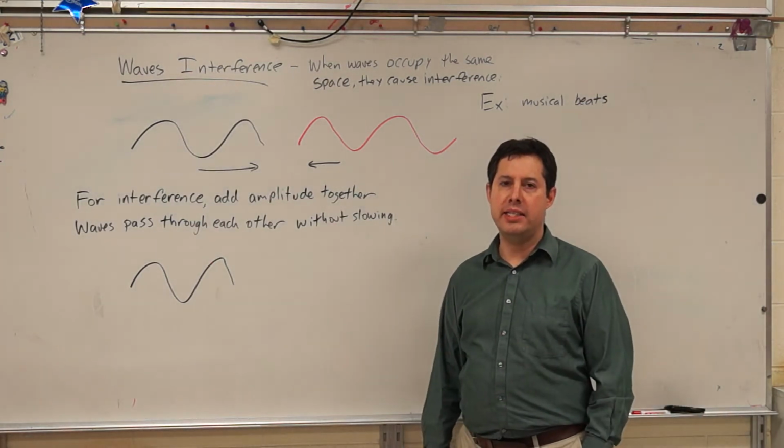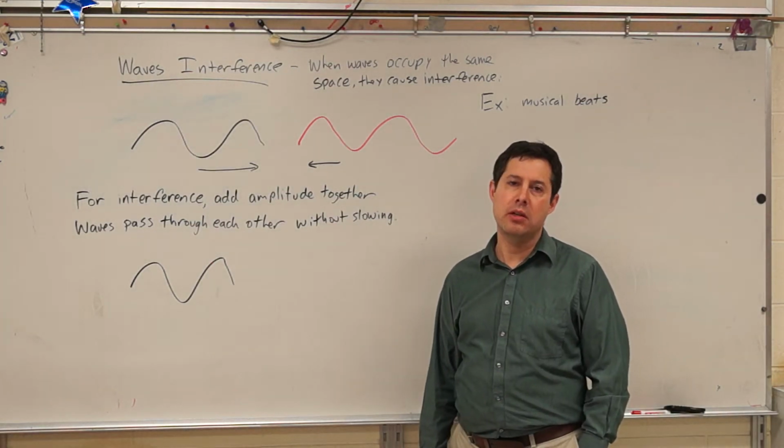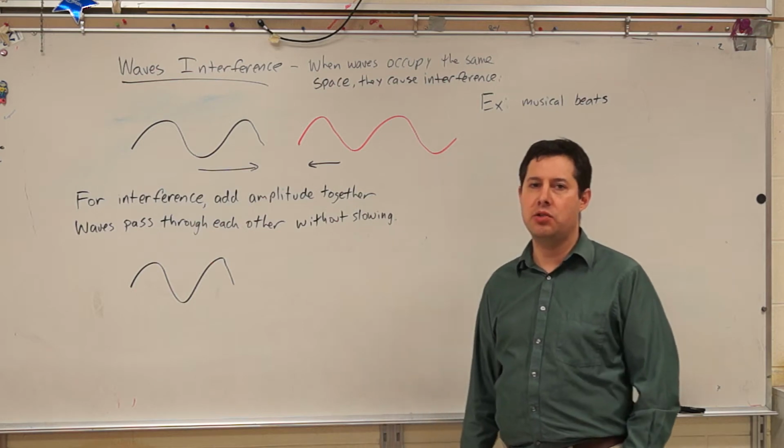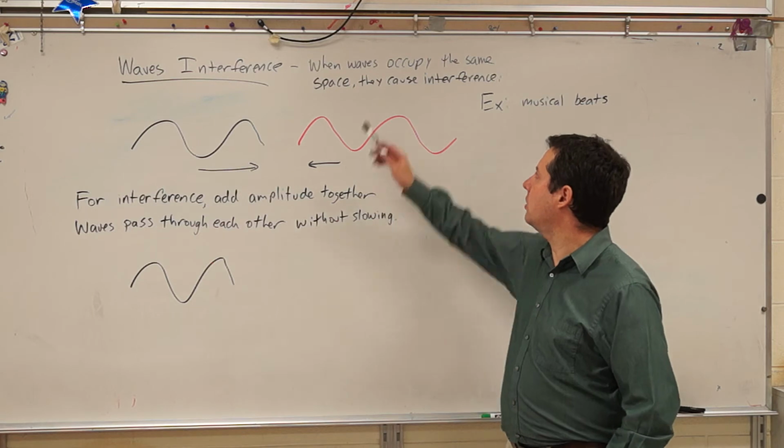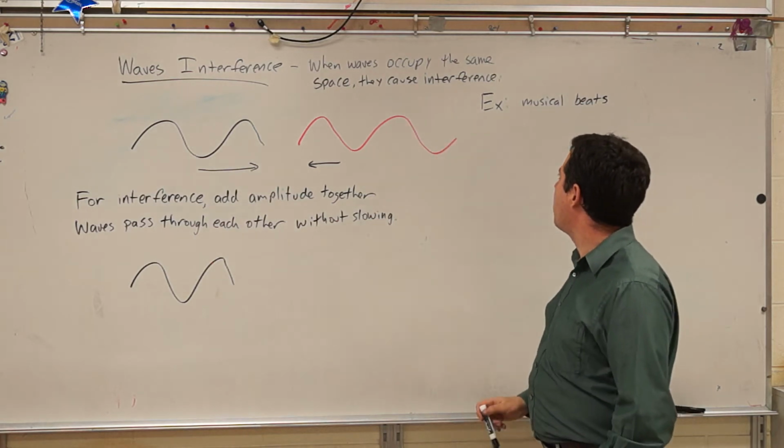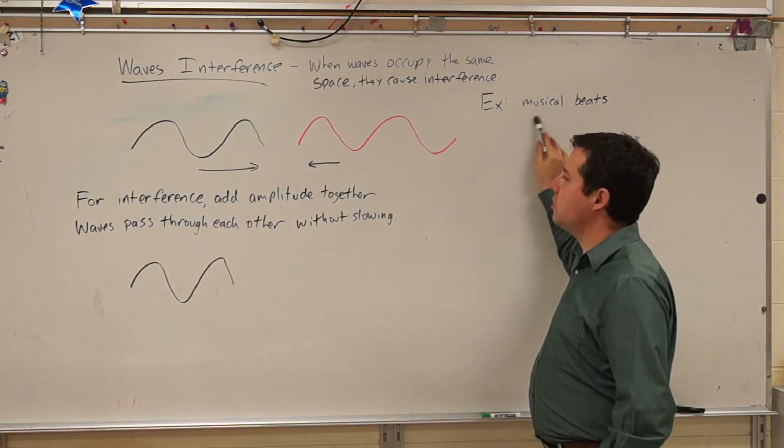Okay, I'm here today to talk about wave interference. When two waves pass through each other, or pass through the same space, they cause what's called interference. An example of this would be musical beats.